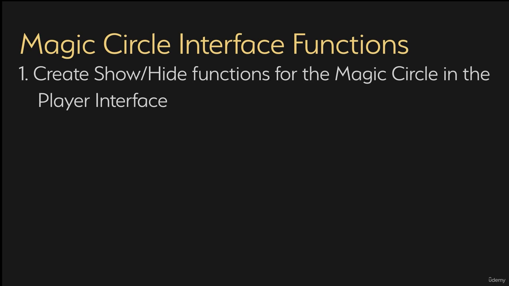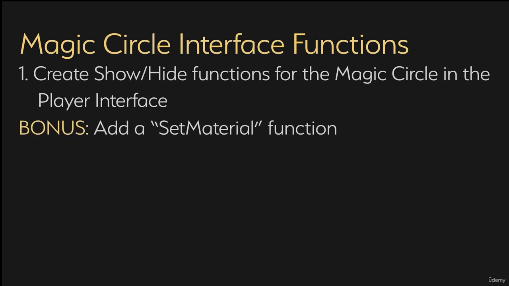This will allow us to show and hide the magic circle easily without having to know exactly what class has that magic circle. We can just check to see if it implements the interface, and we can show or hide that magic circle. Now, as a bonus, create a set material function, and that way you can change that magic circle material if you like.